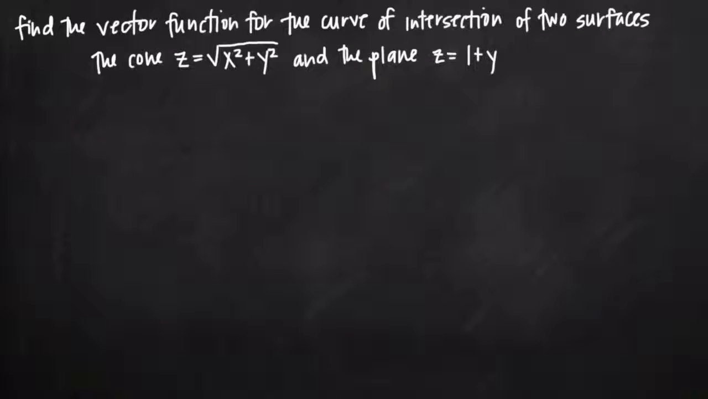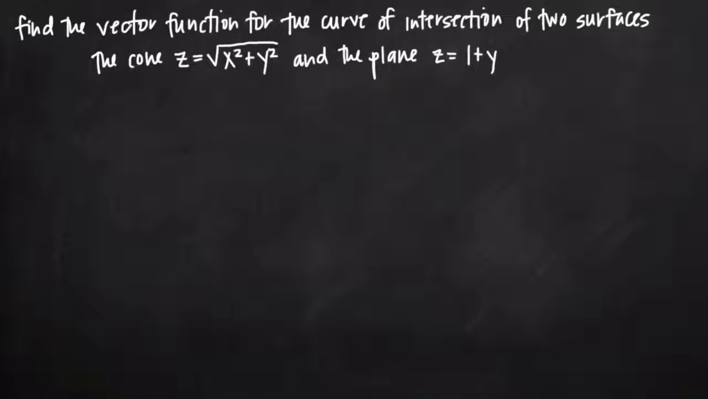Today we're going to be talking about how to find the vector function for the curve of intersection of two surfaces. In this particular problem, we've been given one surface, which is the cone defined by the equation z equals the square root of x squared plus y squared. Our second surface has been defined as the plane z equals 1 plus y.